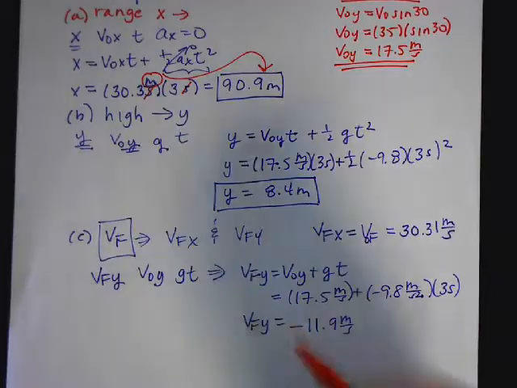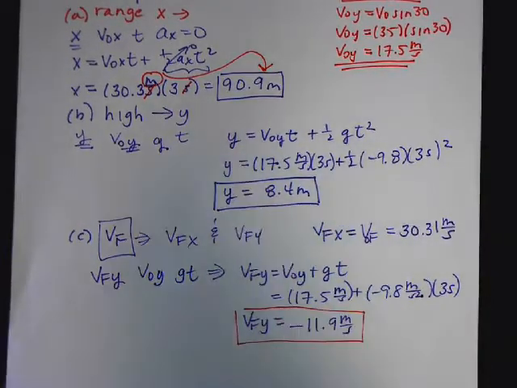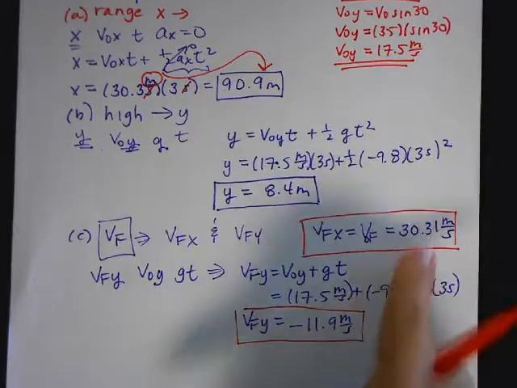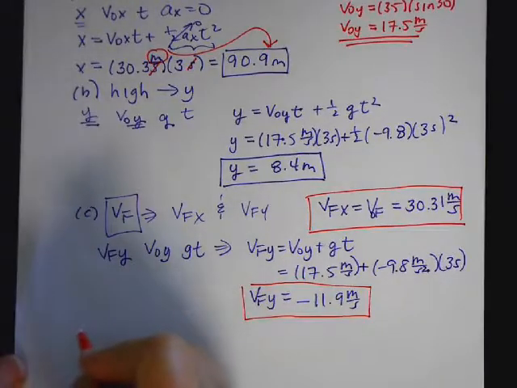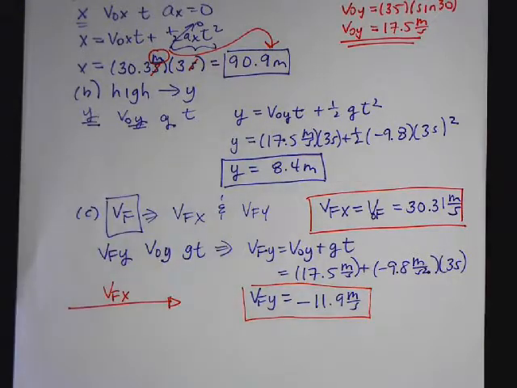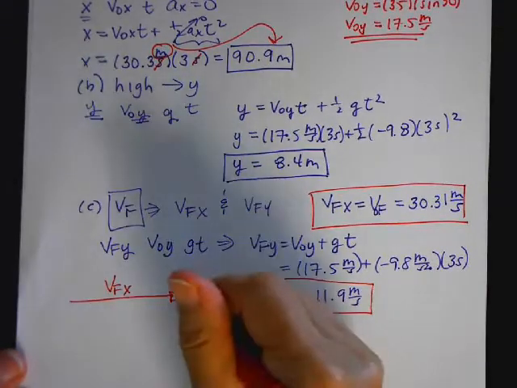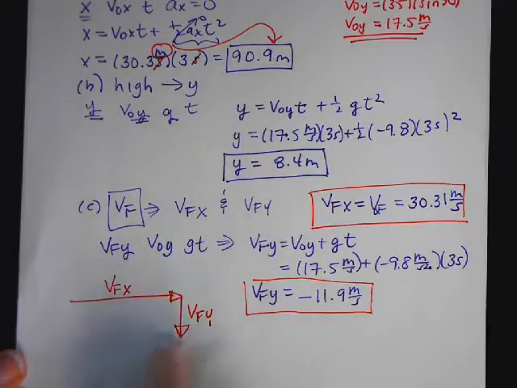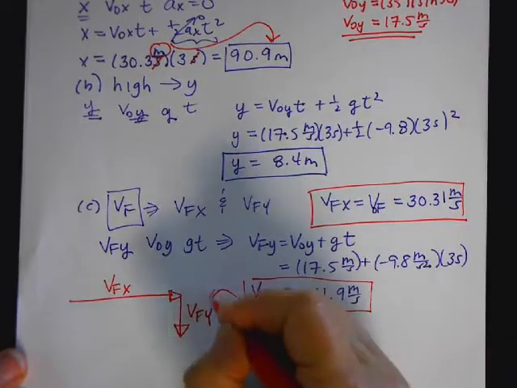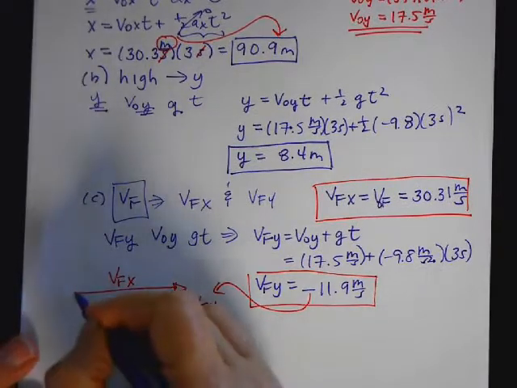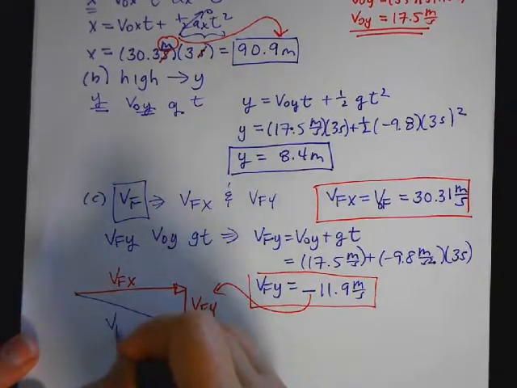So this negative is really important. When I want to find now my VF, again, I have my VFX and I have my VFY. So this one is positive. So here's my VFX. From the head of this vector, I do the tail of the other. This is going to be VFY. And you notice I did it down. It's down because this is negative. To find my resultant from here to here, this is going to be VF.